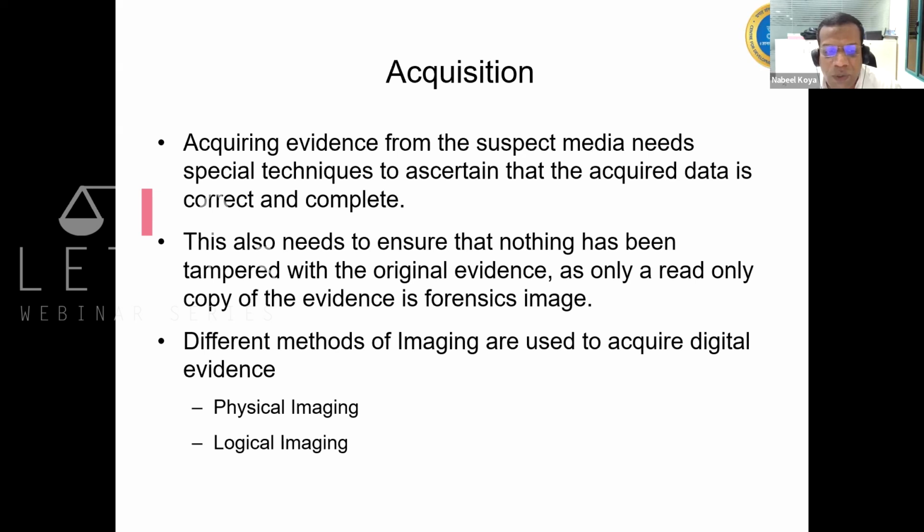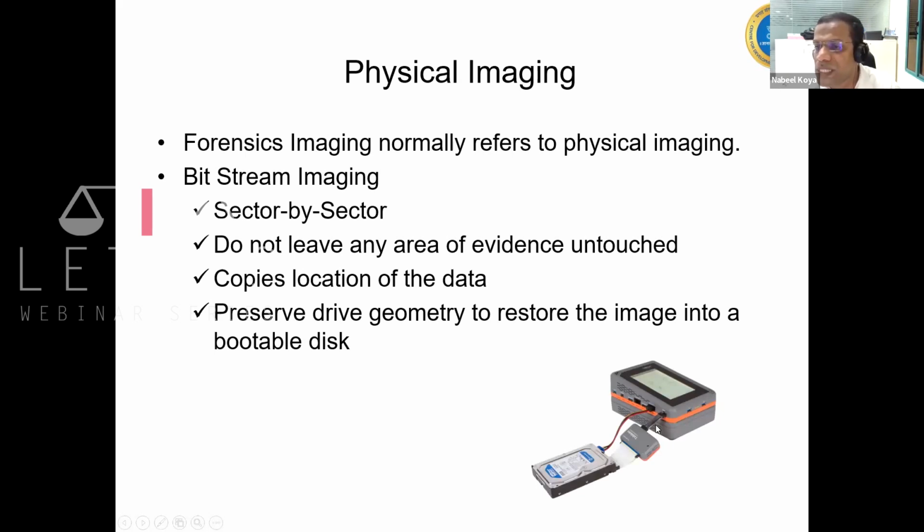That imaging process is known as acquisition, and we have two types of acquisition, which are physical imaging and logical imaging. I'll just show you. So this is what physical is. Suppose you have a hard disk. You connect it to equipment like this, and it gives an exact copy of the hard disk. Exact copy in the sense, starting from the first to the last point, every sector.